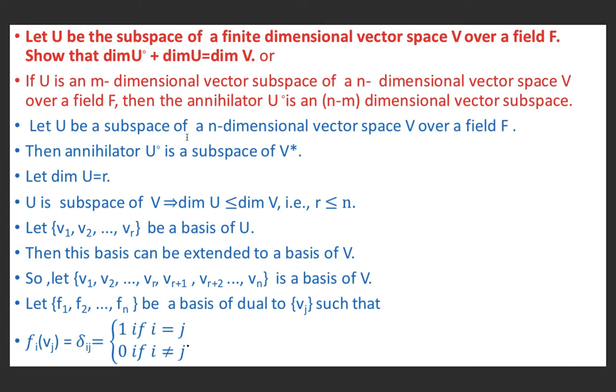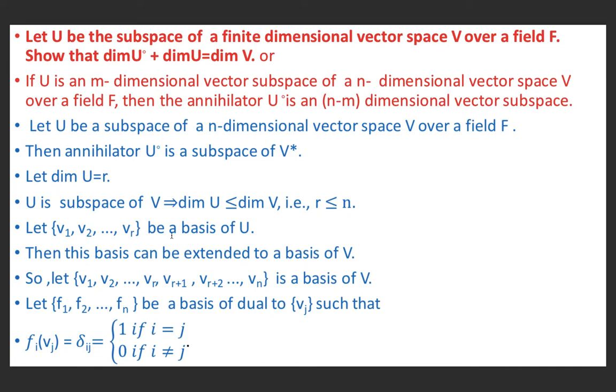Let U be a subspace of n-dimensional vector space V over a field F. Then the annihilator U dot of vector space V is a subspace of V star. V star means dual space of vector space V. Let dimension of U equal to r. Dimension means number of elements in its basis set. Because U is a subspace of V, therefore dimension of U is less than or equal to dimension of V. That is, r is less than or equal to n.